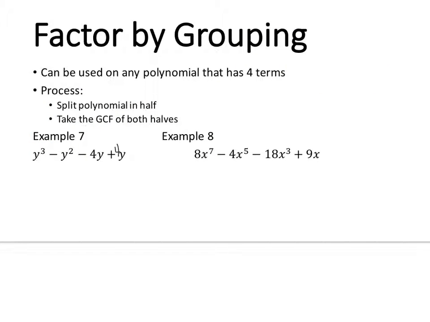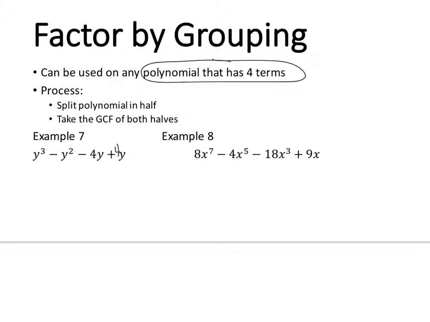The last method to factor polynomials is factor by grouping. You use factor by grouping on any polynomial that has 4 terms. So 4 terms, you're always going to use factor by grouping. The process, there's really just 2 simple steps. You're going to split the polynomial in half, then you're going to take the GCF of both halves.